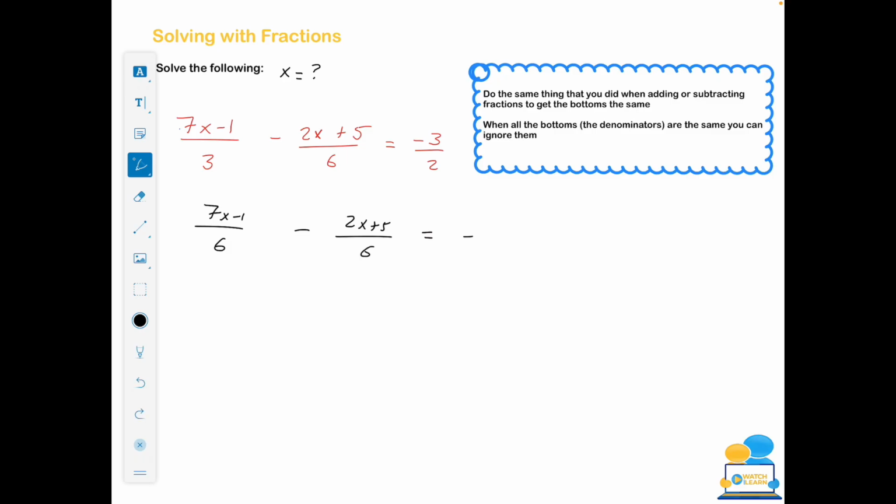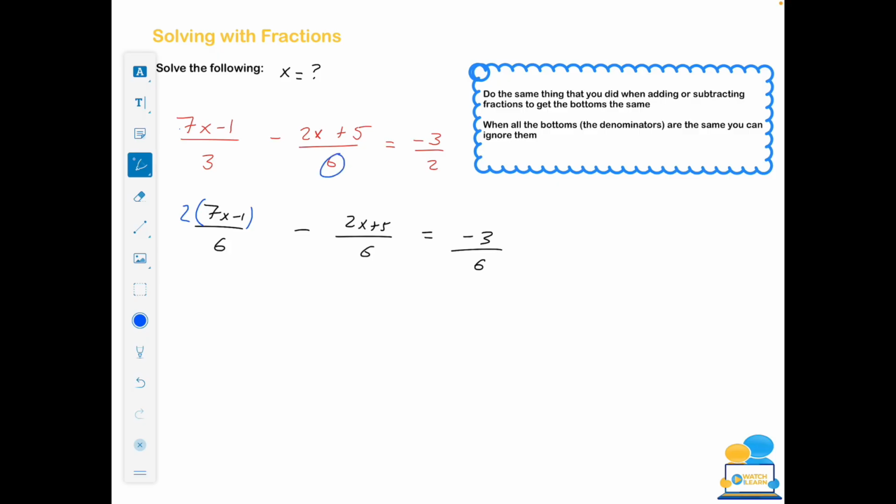Again, I've broken quite a lot of rules there. So I need to go back and unbreak those rules. So this was a 3 and it suddenly became a 6. Okay, so to go from 3 to 6, we multiplied by 2. So we're going to have to do the same thing to the top.